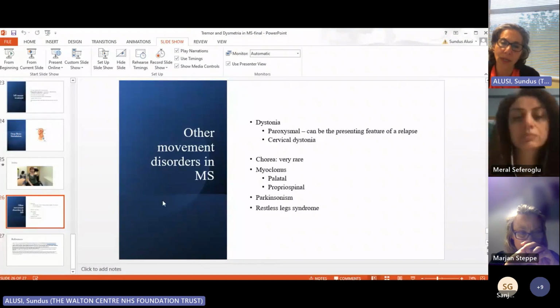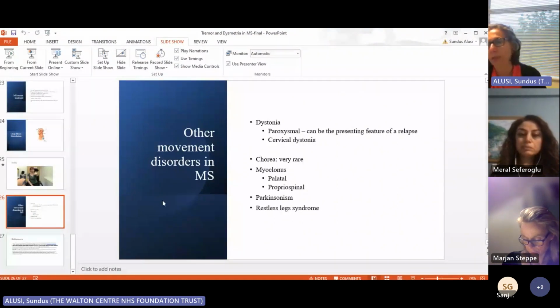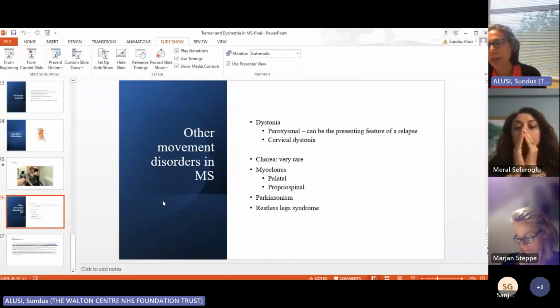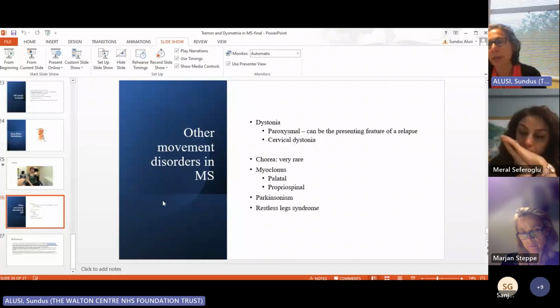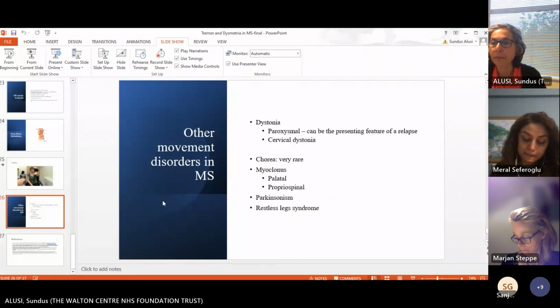Remember that. That's very rare. But should it happen in a young person, please don't ignore it. That may well be the first sign of multiple sclerosis. Cervical dystonia, on the other hand, is more of a chronic condition. In other words, you're less likely to be able to treat it as a relapse with steroids, cervical dystonia.